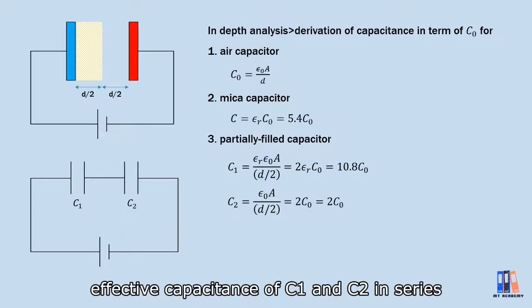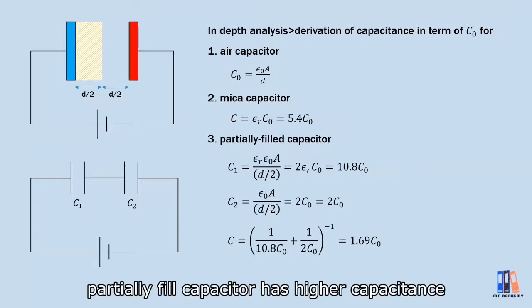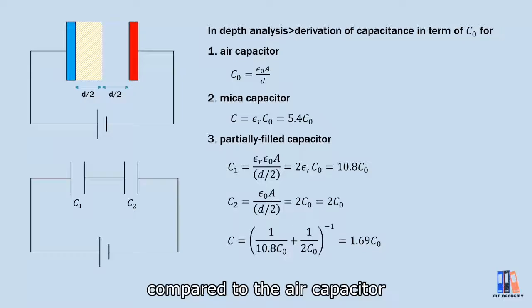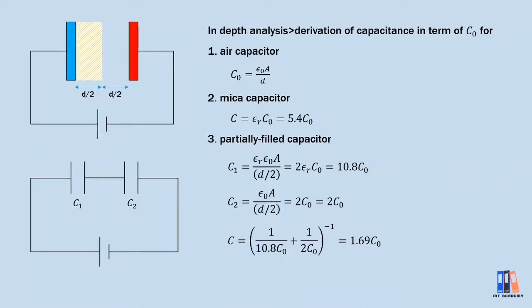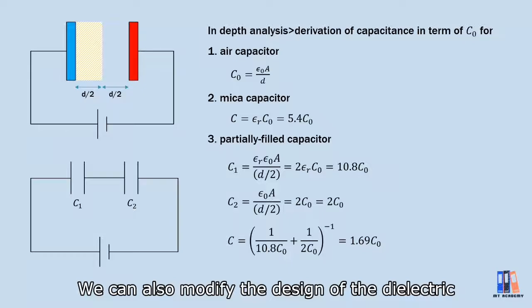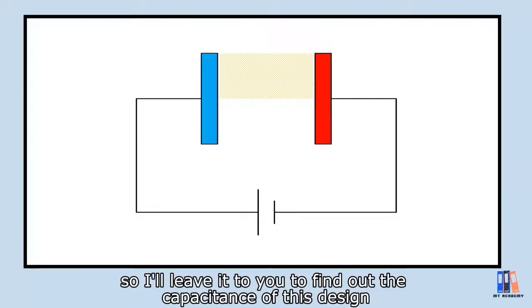Then you calculate the effective capacitance of C1 and C2 in series, and you get 1.69 times C0. Here you can see that the partially filled capacitor has higher capacitance compared to the air capacitor, but lower than the fully filled mica capacitor. We can also modify the design of the dielectric, where you can put it in this way. I leave it to you to find out the capacitance of this design.